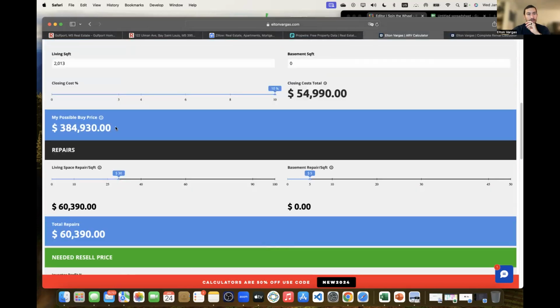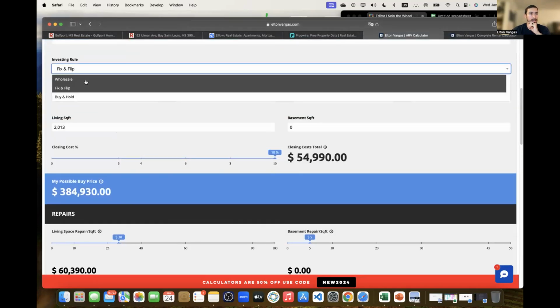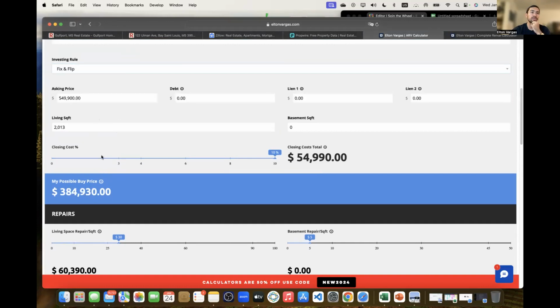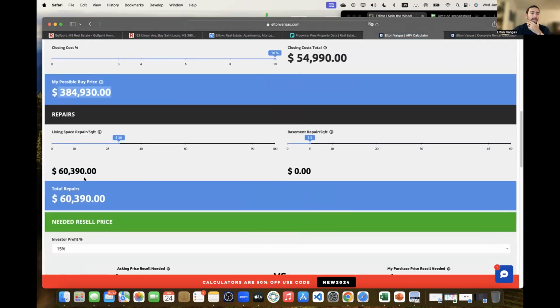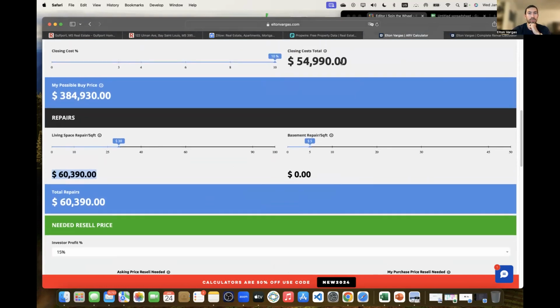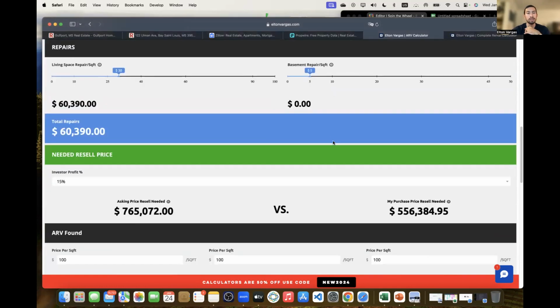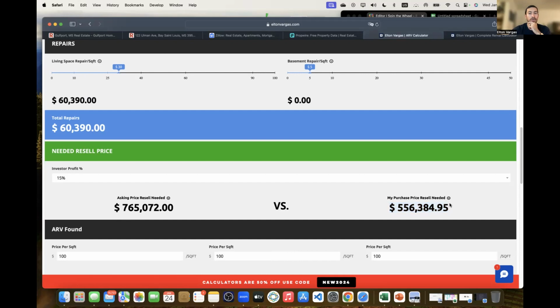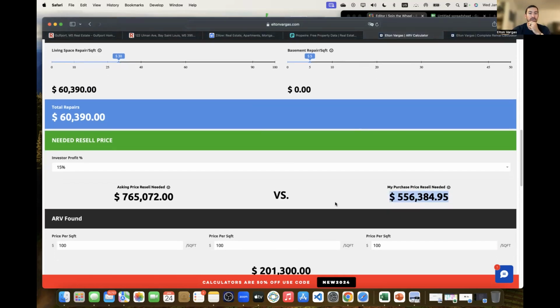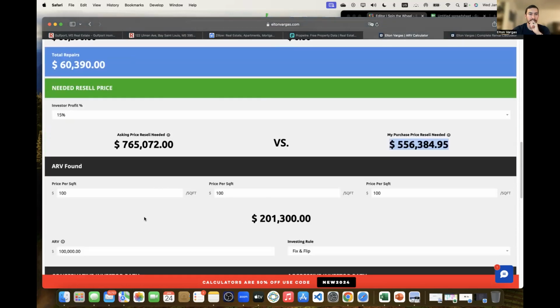If that's not the case, and maybe I need to sell this wholesale, or I put myself as a fix and flipper, the most I'll buy the property for is 384,930. If I were to buy at that price, do the upgrades for $60,000, and also pay the closing costs for both myself and the seller, then I need to sell my property for $556,384, or basically 556,400. So now this is basically the ARV I need to find.